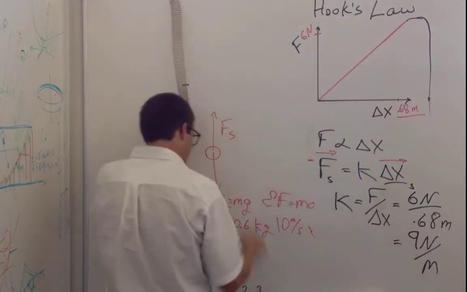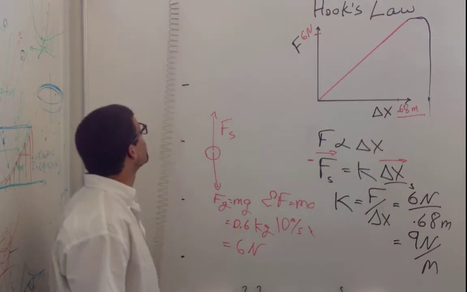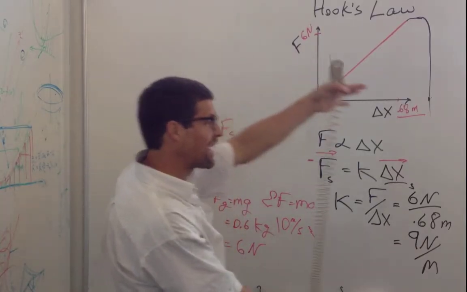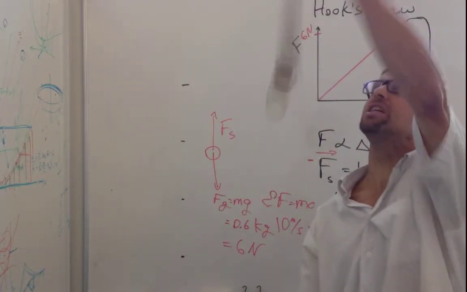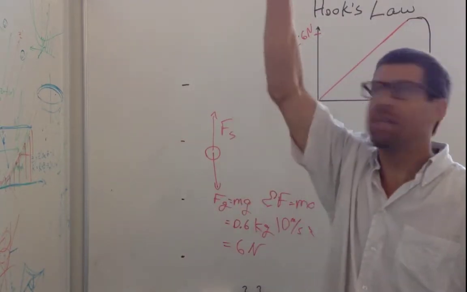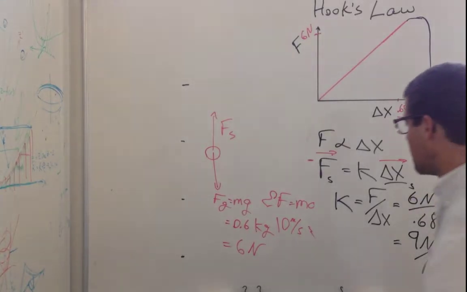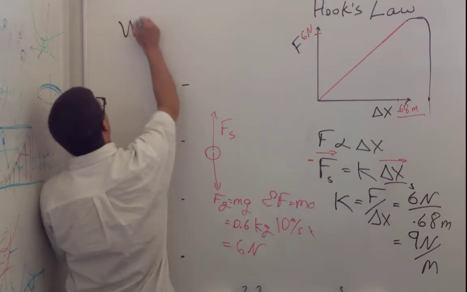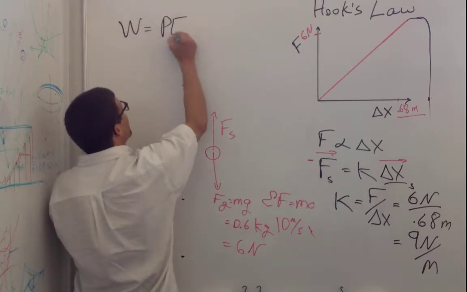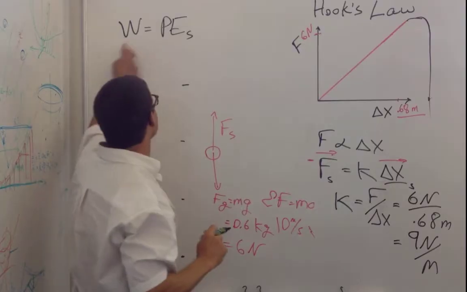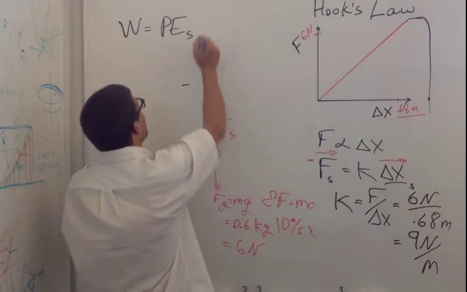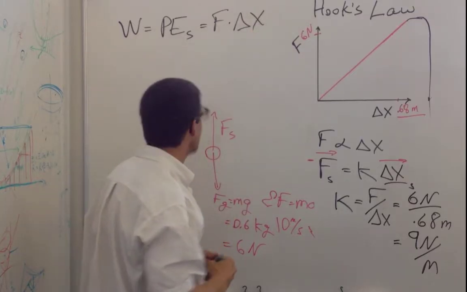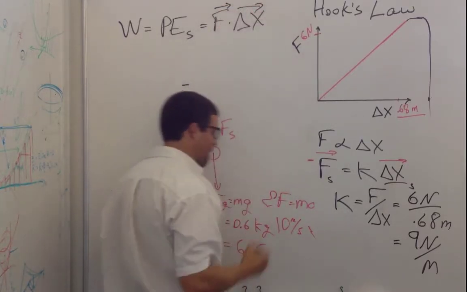Now, we also recognize this is a wonderful way to store energy, right? I pull it, and it stores the energy, and then I can release it and turn it into kinetic energy, and then ultimately potential energy, and then back to kinetic energy again. What's the stored potential energy in a spring? Well, I know from the work energy theorem, the potential energy stored in the spring has to be the work that I put into it. And I know work is force times delta x, in the same direction, it's a dot product.